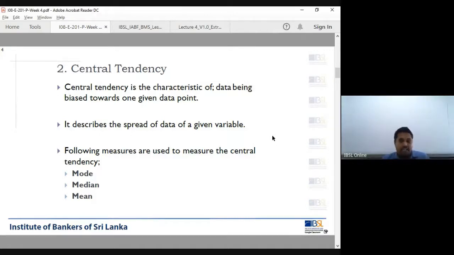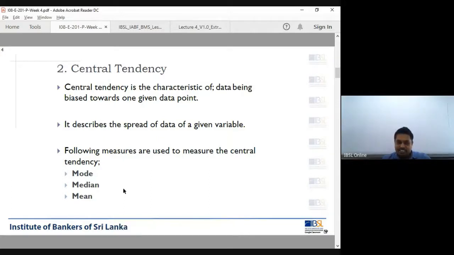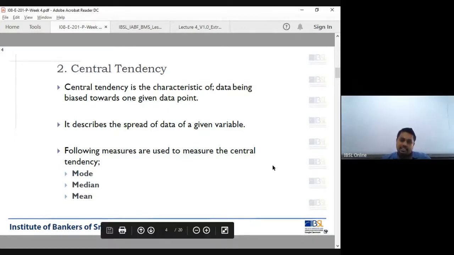Otherwise, it could lead to misrepresentation. The following measures are used to measure the central tendency. Now, this is what I keep telling you about, where the examiners are very keen to test your fundamental knowledge on these three areas. We are going to discuss the three central tendency measures of mode, median, and mean under the area that we are about to cover.